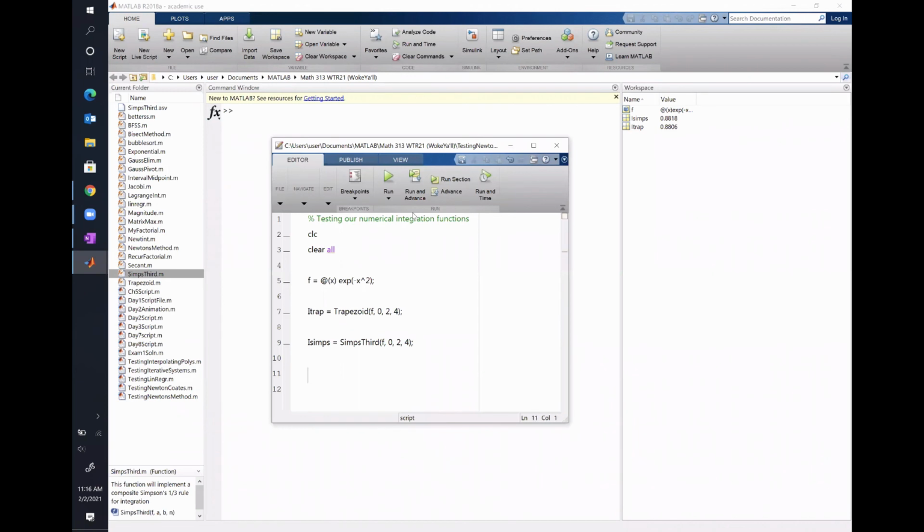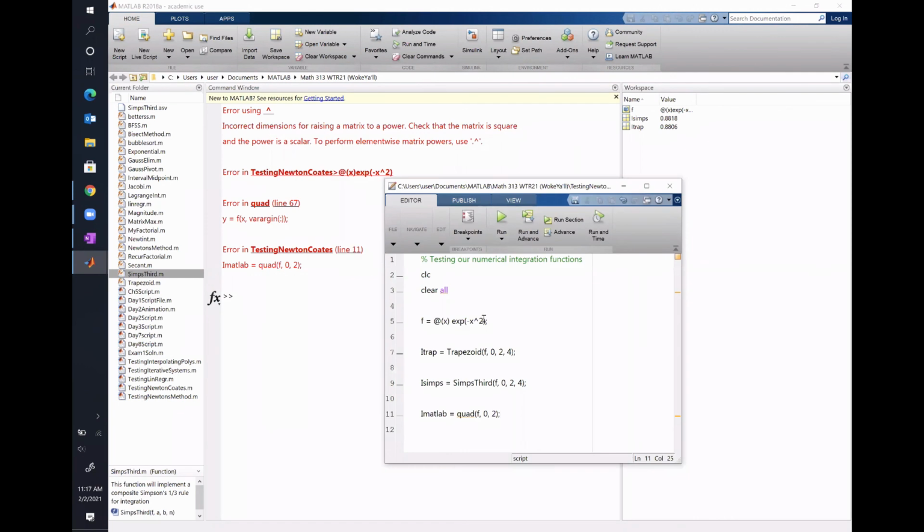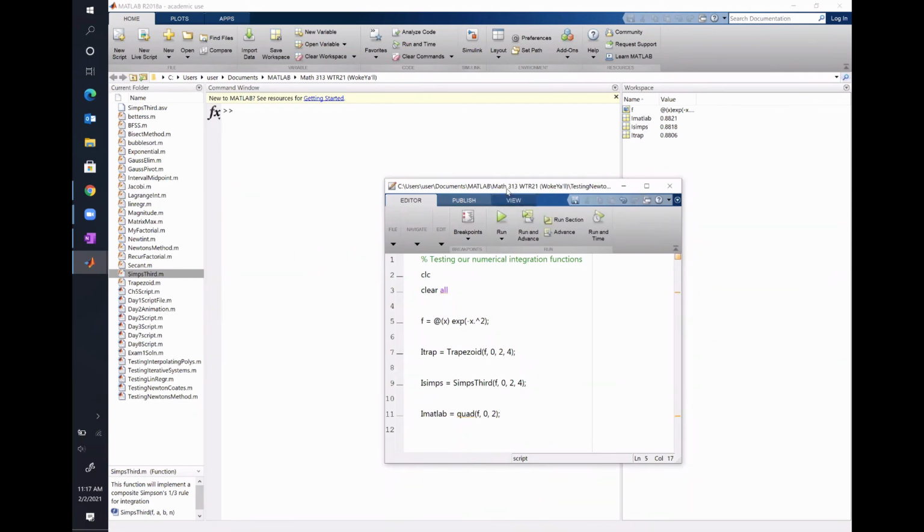In Matlab, there's a built-in integral evaluator. We could say I Matlab equals quad f 0 2. I have to vectorize it to use quad. So vectorize it. So Matlab says 0.8821, and we would take that to be the quote unquote true value.